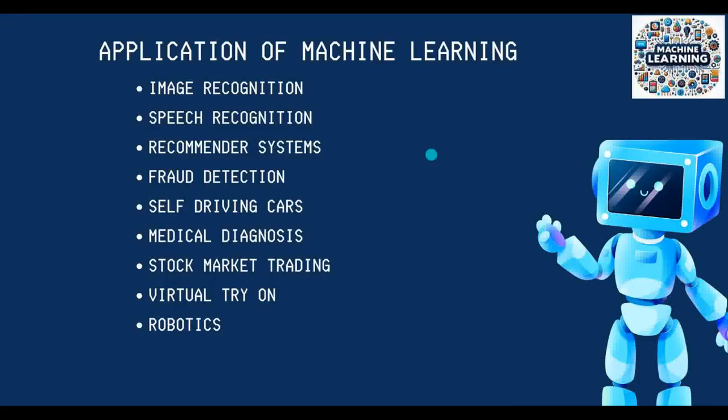Applications of machine learning. Let's see in which fields machine learning can be applied: image recognition, speech recognition, recommender systems, fraud detection, self-driving cars, medical diagnosis, stock market trading, virtual try-on, and robotics. These are the fields where machine learning has been used. It is still being used, and it will be used in the future also.